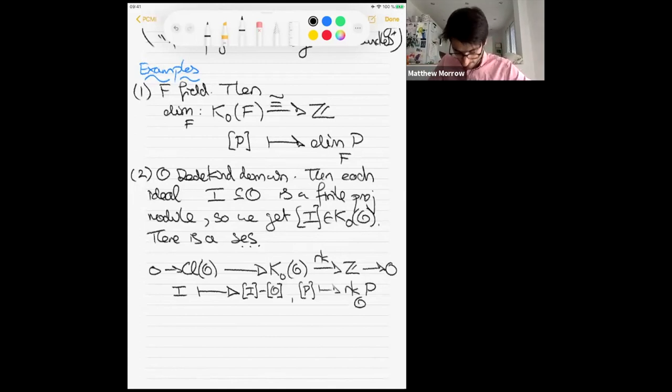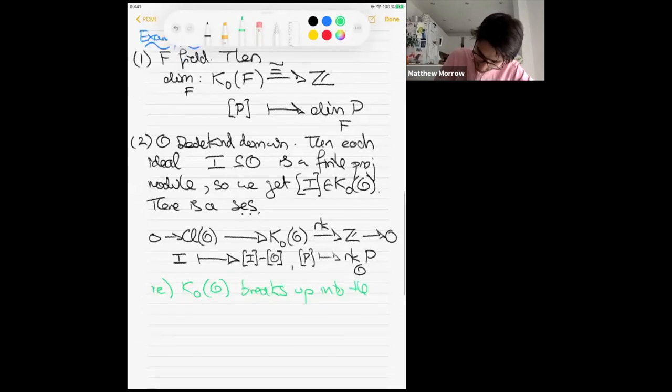Which looks a little funny initially, but this is what you need to do in order to produce a map that respects the additive structures on the two groups involved. Because the class group, the multiplicative law there is exactly given by multiplying ideals together, whereas in K0, it's given by taking the direct sum. But that turns out to be compatible with the group structures and produces a short exact sequence. And the moral to take away from that is that we break up K0 into the class group, just some classical invariant one is interested in, and a copy of Z.